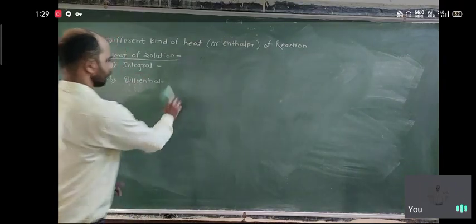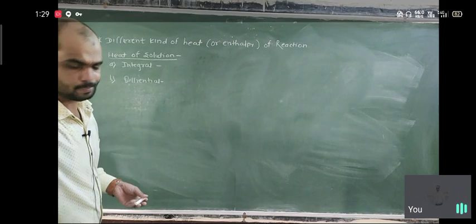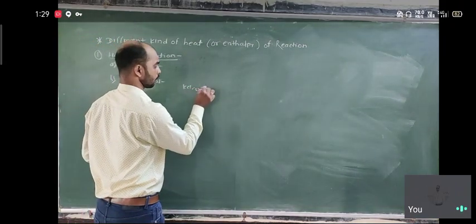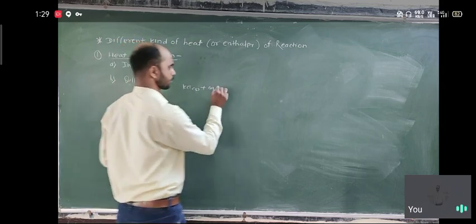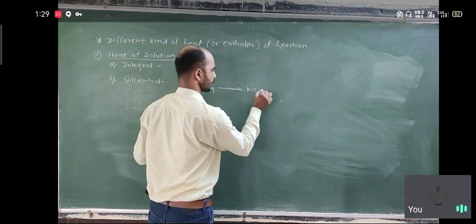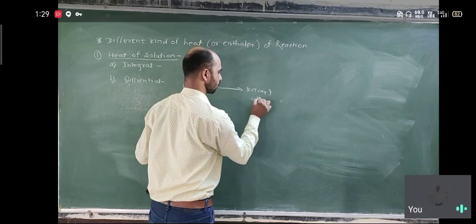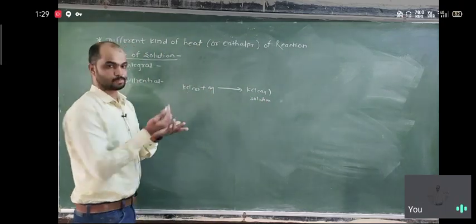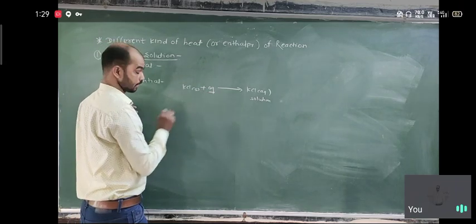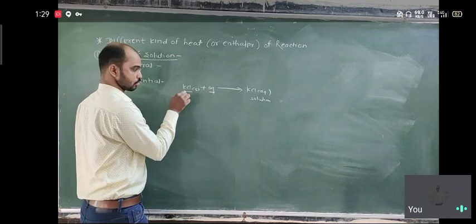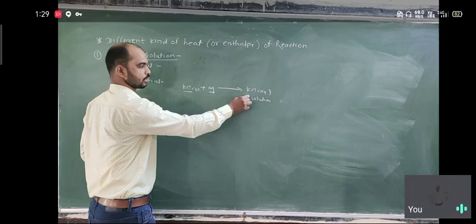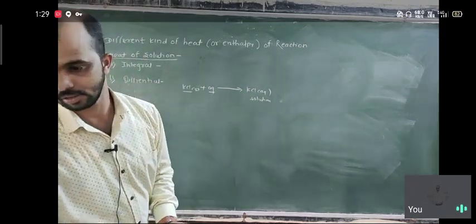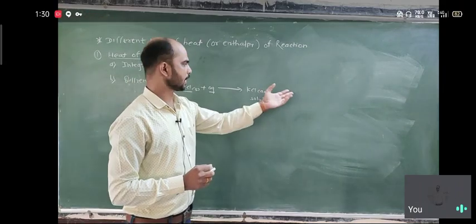So this is all about the differential and integral. Suppose, for example, we consider KCl. It is a solid. When we dissolve it in water, it is aqueous, so it is a solution. KCl is a simple salt. Aqueous means the solvent is water. KCl is the solute. So solute plus solvent gives solution. At that time heat is released, and the experimental value is minus 18.6 kilojoule.